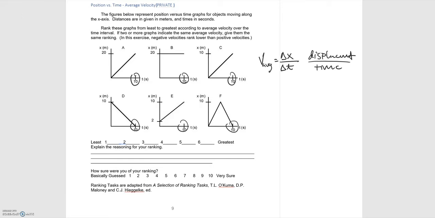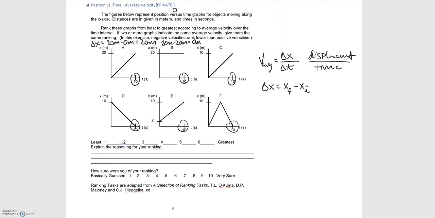So let's next remind ourselves what displacement is. Displacement is the change in position, or the final position minus the initial position. So for A, the displacement is going to be, we start from 0 and we finish at 20. So 20 meters minus 0 meters is equal to 20 meters for its displacement. Then for B, we start at 20 meters and we end at 20 meters. So 20 meters and 20 meters, we have a displacement of 0 meters.